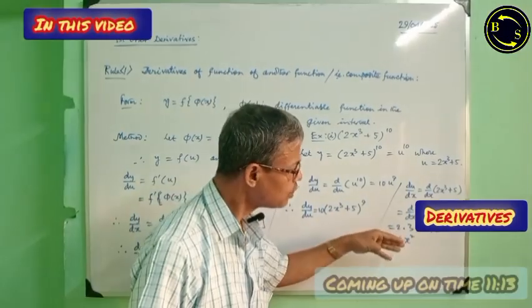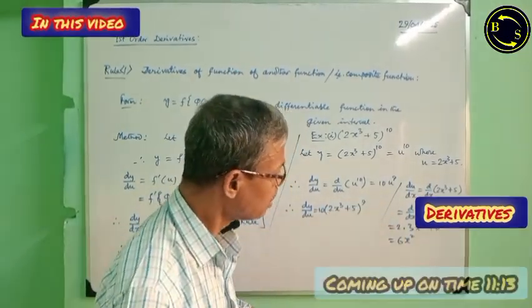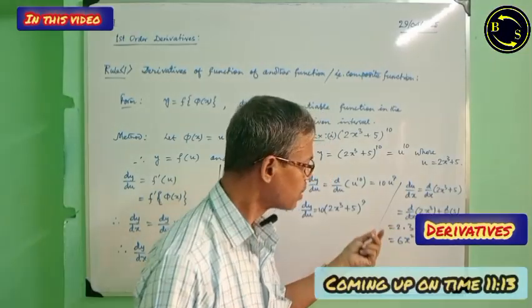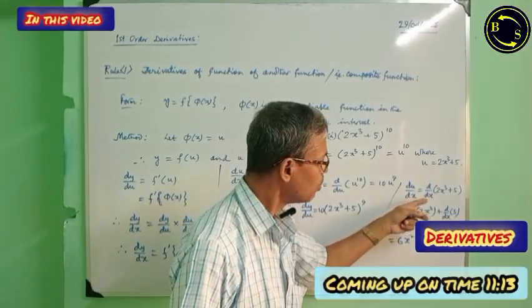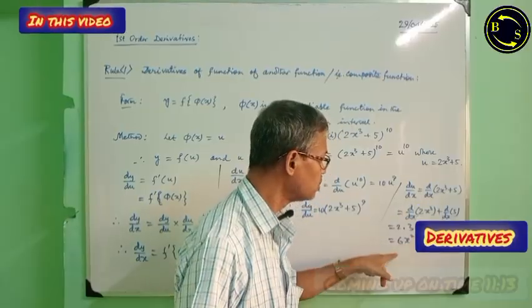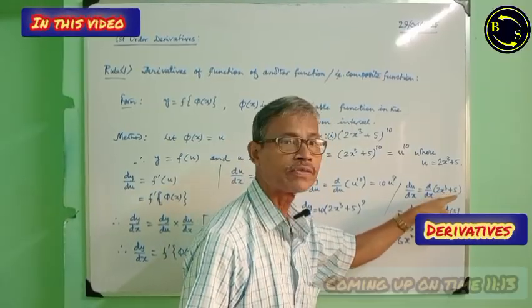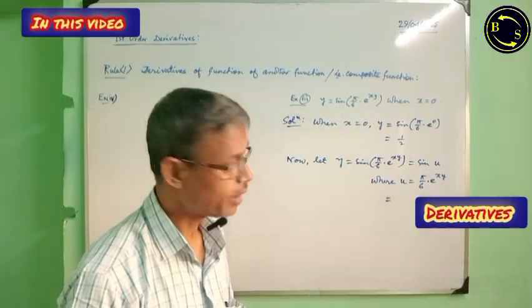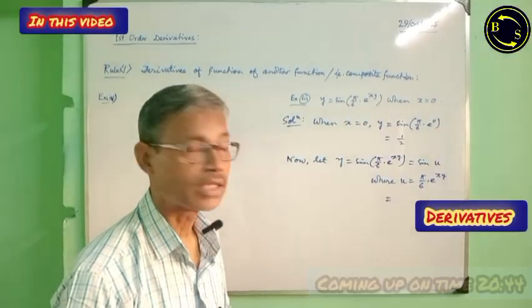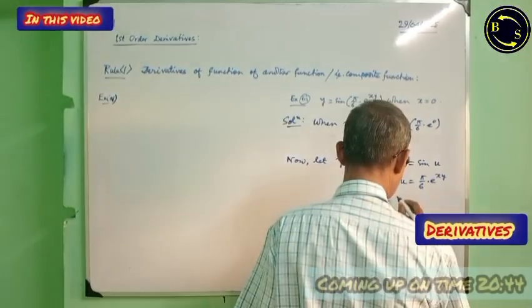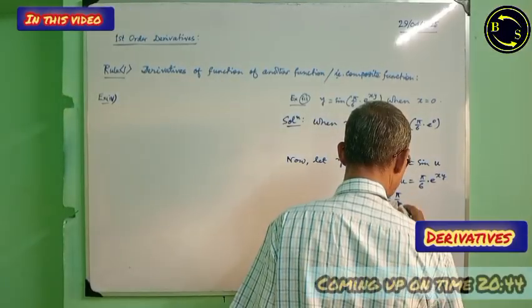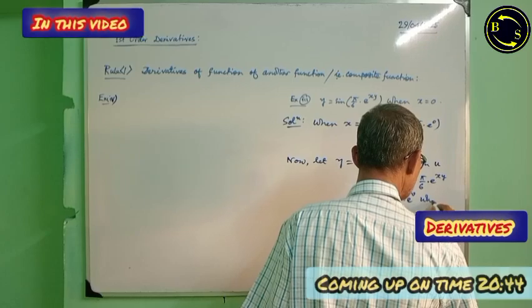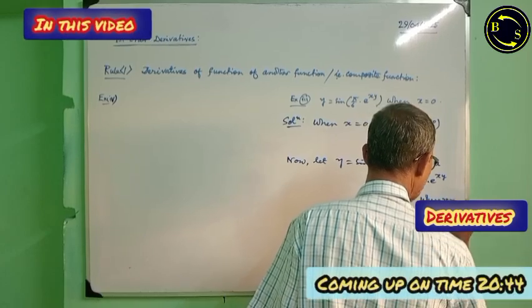I have shown stepwise, but when you will be skilled enough, you can write directly this one, d/dx of 2x cube plus 5, that is equal to 6x square. Now e to the power xy is there, not e to the power x. That is why I take this 5 by 6 e to the power v, where v equal to xy.